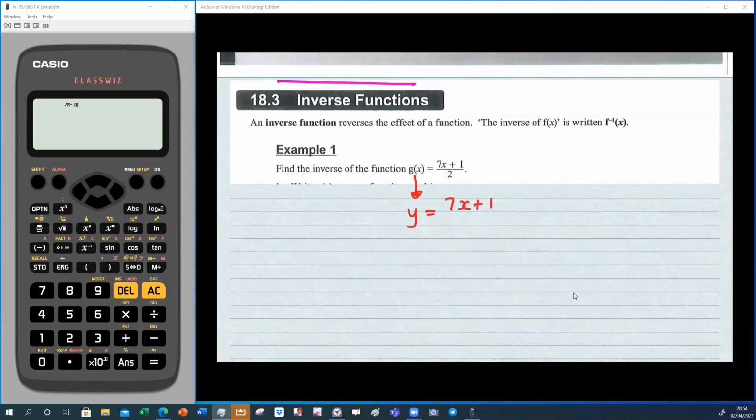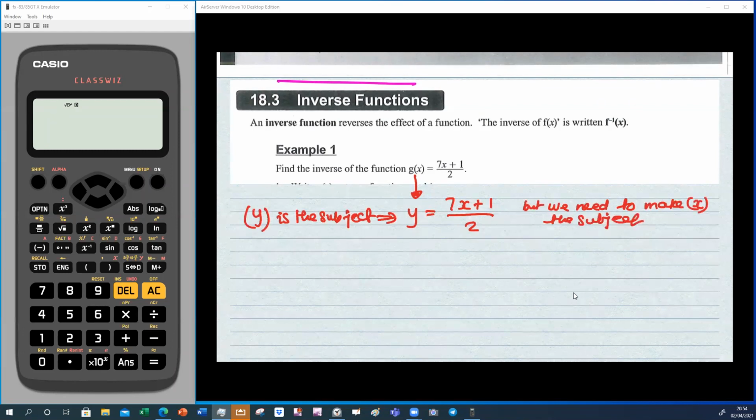Everything else stays the same, but pay attention please everybody, write those notes down. We need to make x the subject. At the moment y is the subject, which is the f of x part. But we need to make x the subject.